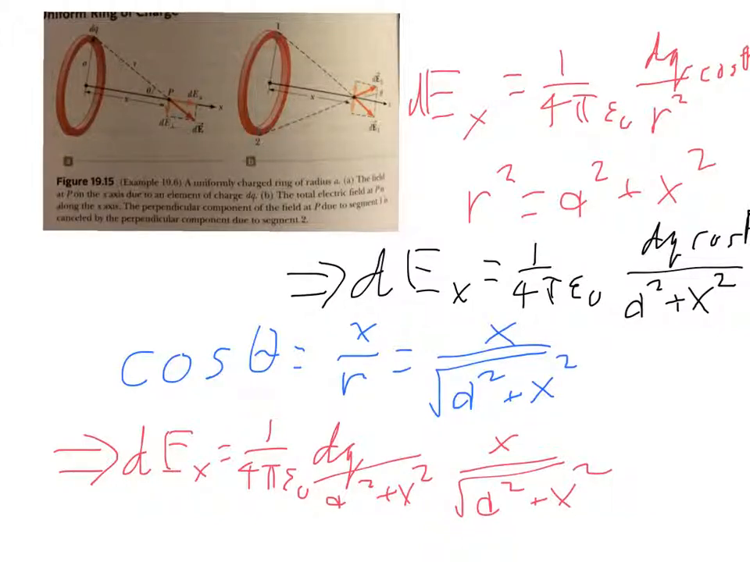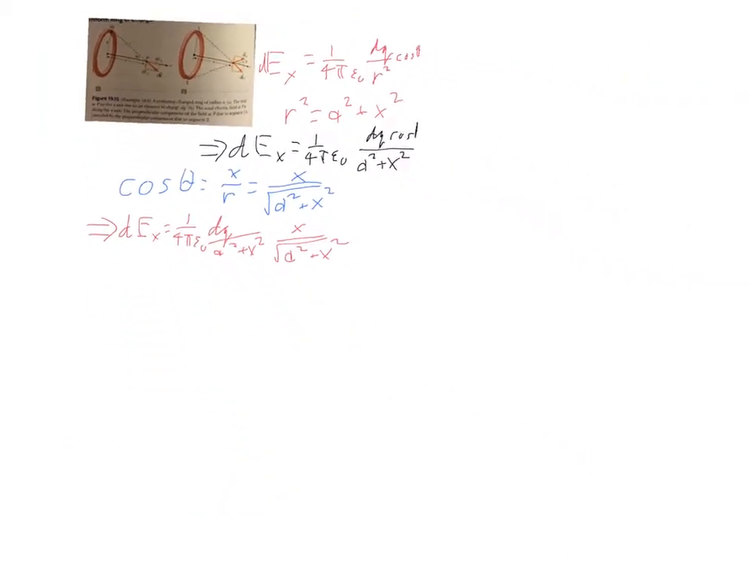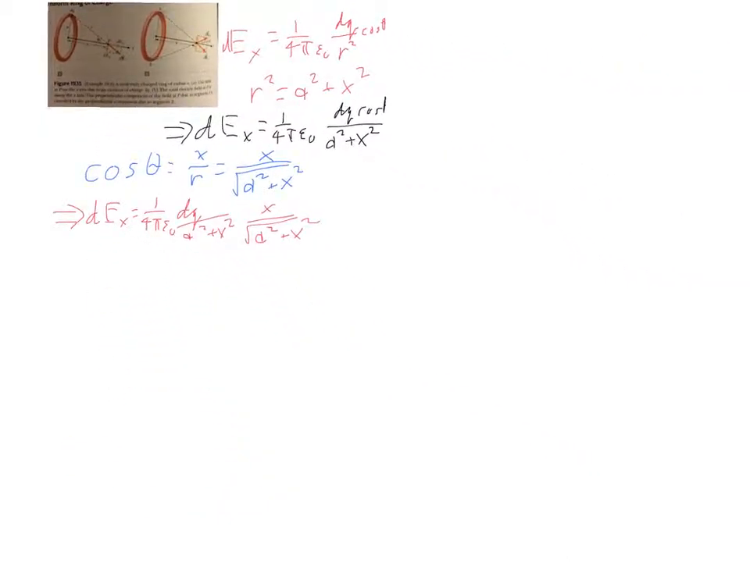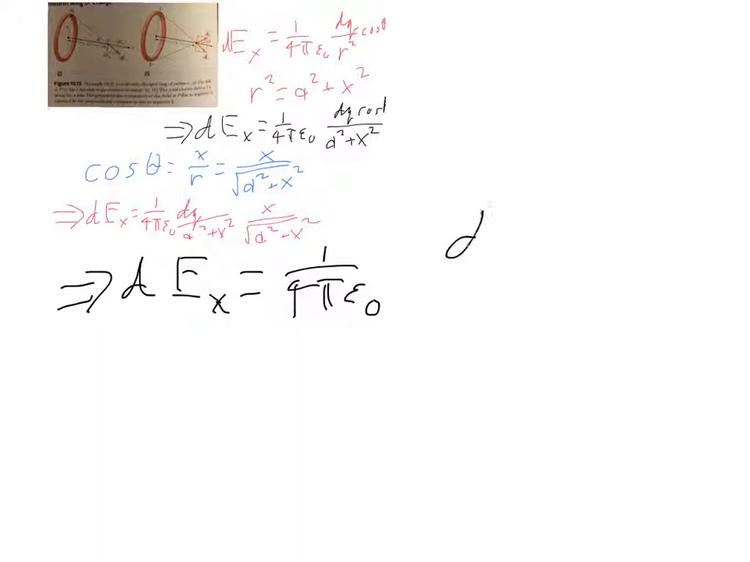So let's just give ourselves a little bit of space. Move that off into the corner. We can still see what we've done so far. And if we do that, we can see that this simplifies out, and we find that the x component of the electric field is 1 over 4 pi epsilon naught, dq times x, all divided by, not the happiest function you normally see, a squared plus x squared to the 3/2 power.